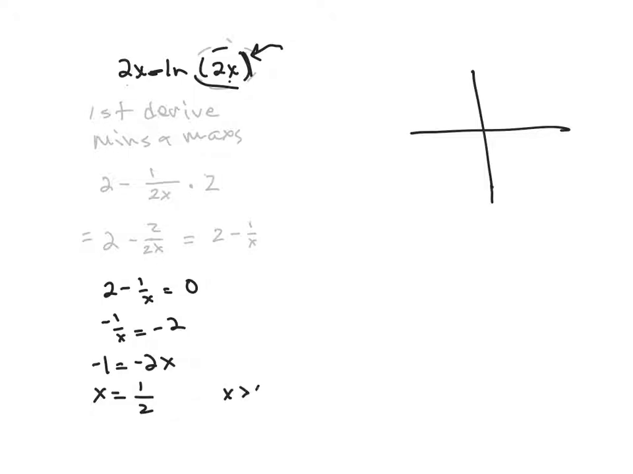So x has to be greater than 0, or there's not a function. So I got to keep that in mind. And at 1/2, so here's 1, 2, 3. At 1/2, I have a minimum or a maximum. Okay. I don't know which. That's my issue.